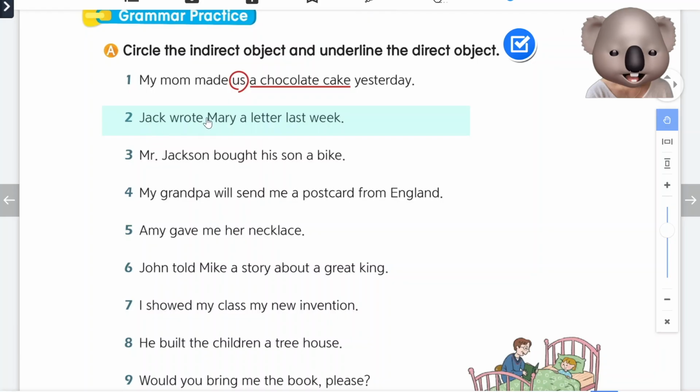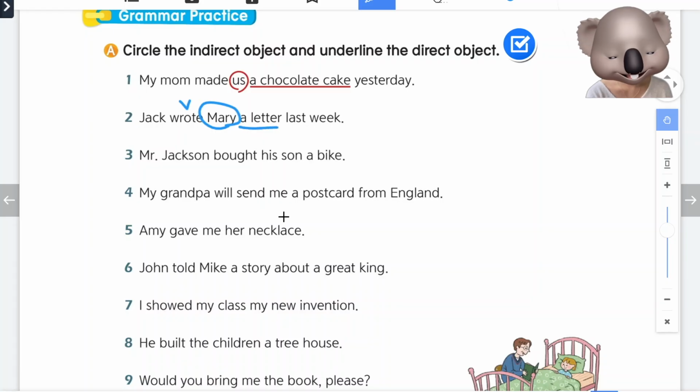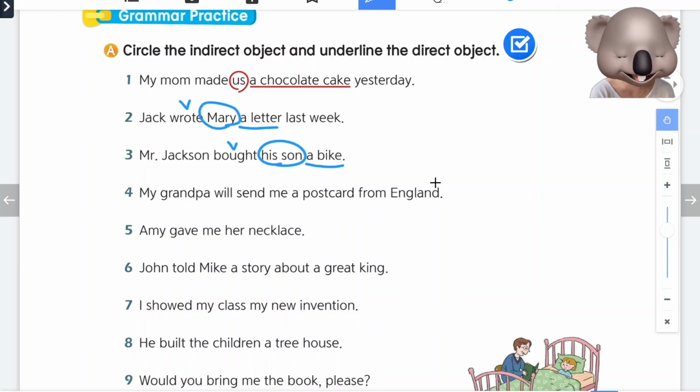Number 2, Jack wrote Mary a letter last week. Our verb is wrote. 그러면 누구한테? Mary circle해서 indirect object이라서 wrote what? A letter. Good. Number 3, Mr. Jackson bought his son a bike. Our verb is bought. 샀다. 누구? His son. 무엇을 샀어? A bike. Very nice. Number 4, my grandpa will send me a postcard from England.